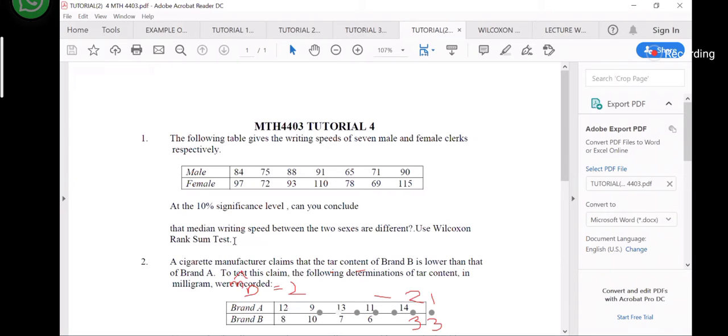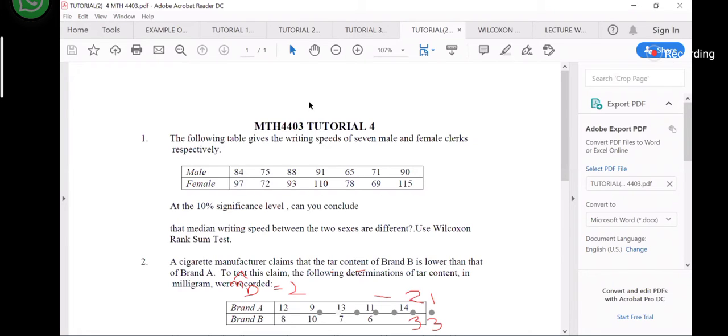If I do not mention in the question whether to use the Wilcoxon rank sum test or directly use the comparison, the number of Y to the left of X, the number of X to the left of Y, it is your choice whether you want to use either one. If I specifically mention, like in this example, to use the Wilcoxon rank sum test, then you use the Wilcoxon rank sum test. Yeah, understand that?